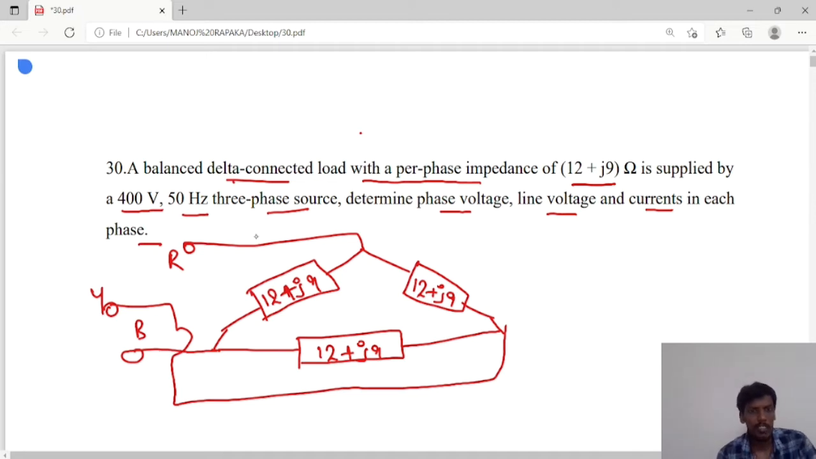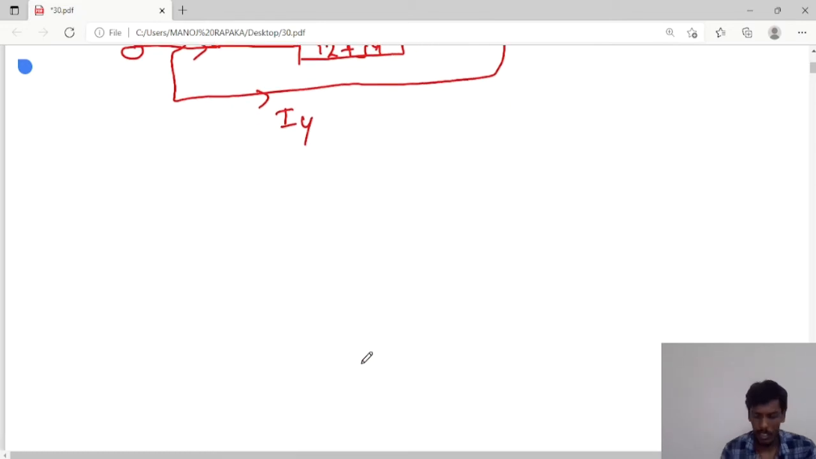If current flows through R, I name it IR, the line current. The current through Y is IY, and through B is IB. These are the line currents, and the phase currents are IRY, IYB and IBR. We have to calculate the phase voltage, line voltage as well as the currents. First we will write the given data for this circuit.